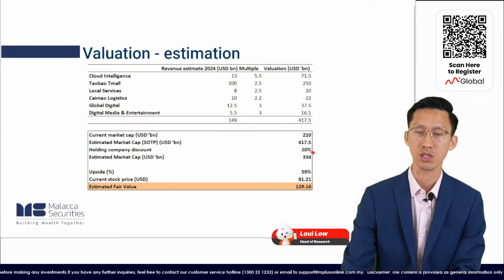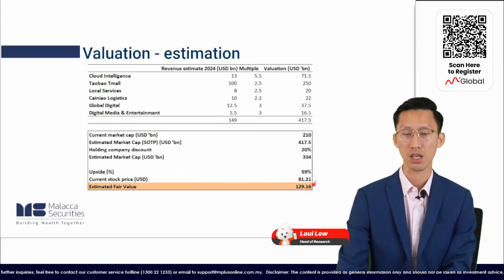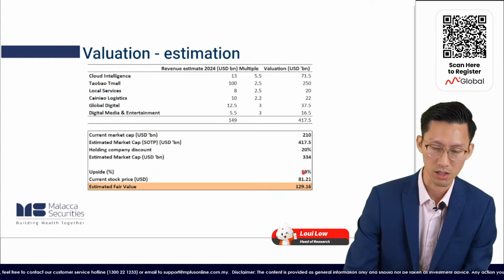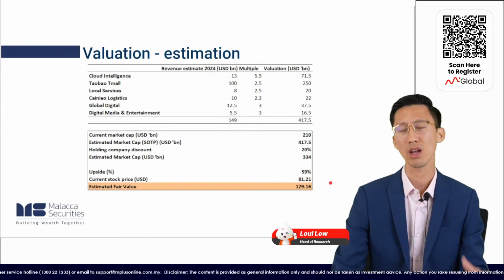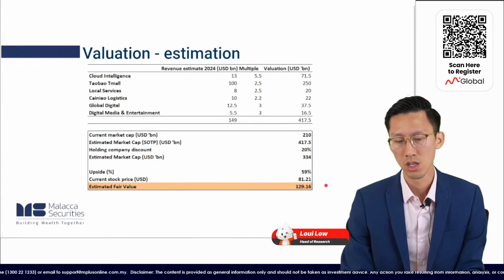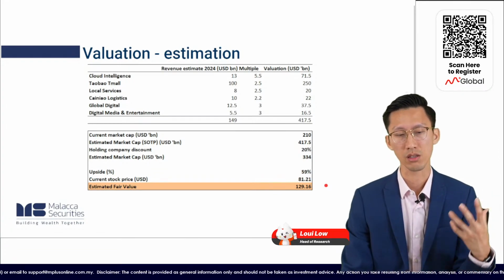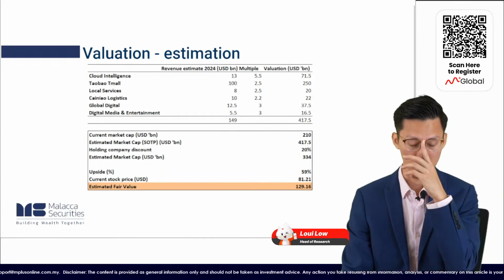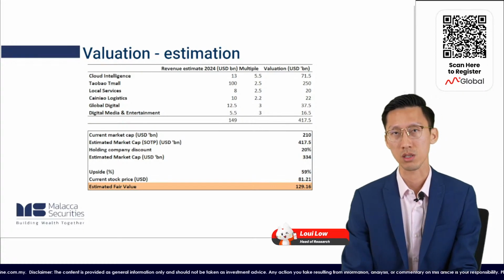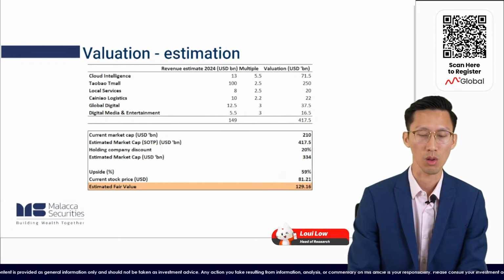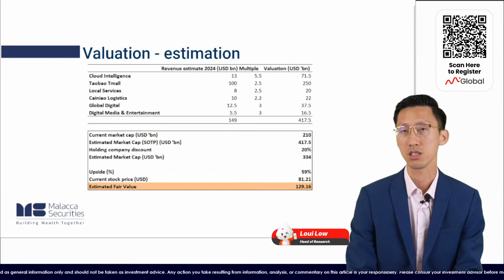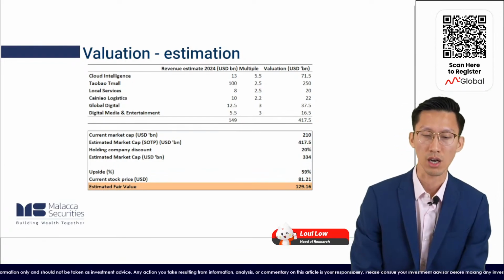We give a holding discount of about 20%. The estimated market cap is about 334, and therefore it has an upside of about 59%. So the current price is $81.21 US, and we estimate the fair value is about 129. So there is some upside to it, 60%. Whether you believe that this should be the value, again, these are all pure estimations based on my understanding of the business and all of my assumptions. So this is just the estimated fair value that I can think of right now.